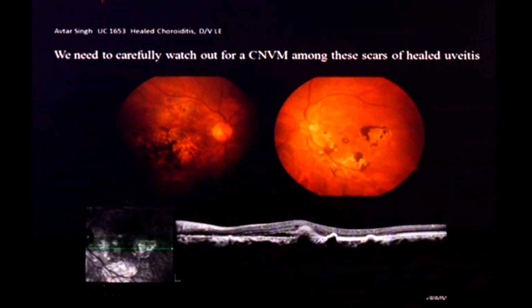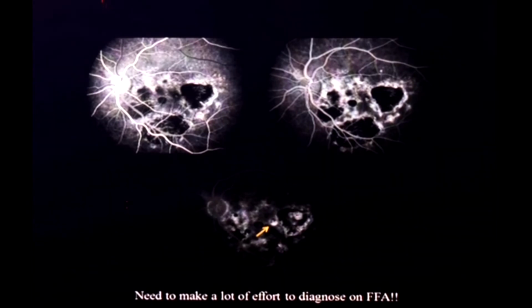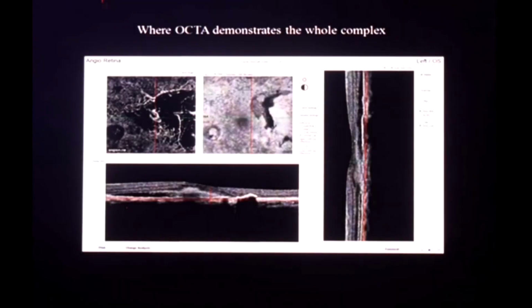So we need to watch out for inflammatory CNVM in these eyes with scarred uveitis, where the OCT is giving you a clue, but we need to spend a lot of time on fluorescein to be able to diagnose. But if you do an OCT angiography, you see the network very well, and you can see the entire network there.